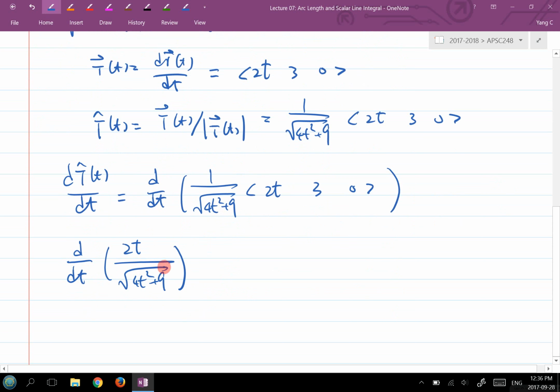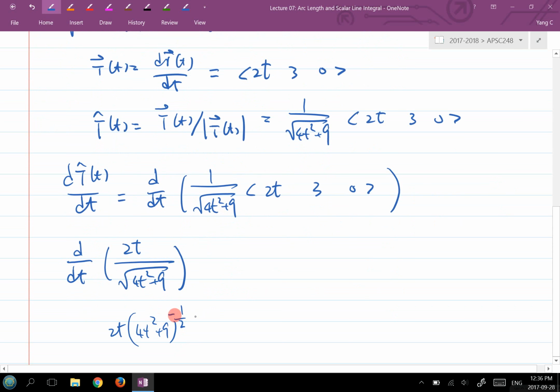We mentioned that in this case you can use the quotient rule. Some students said they prefer to use the product rule. Is that alright? Of course. If you prefer the product rule, you consider this as 2t times 4t squared plus 9 to the power negative 1 half, and then you can use the product rule, right? You can use the product rule, that's okay.